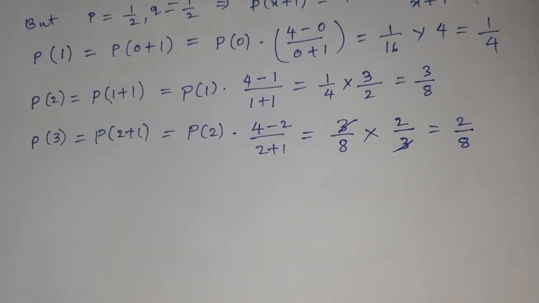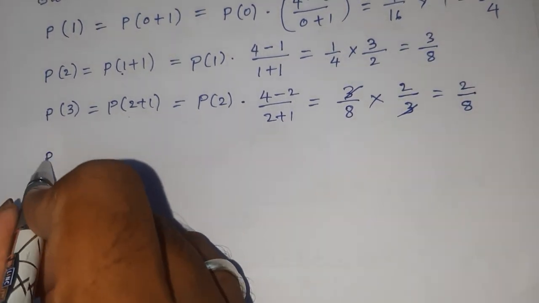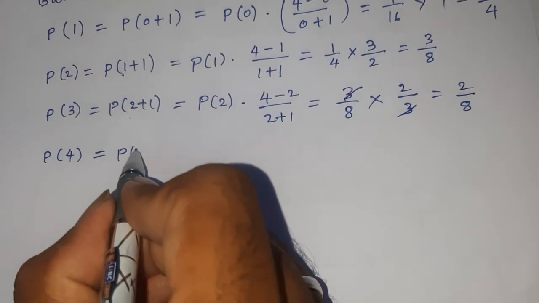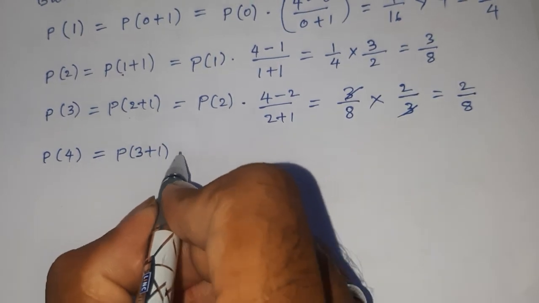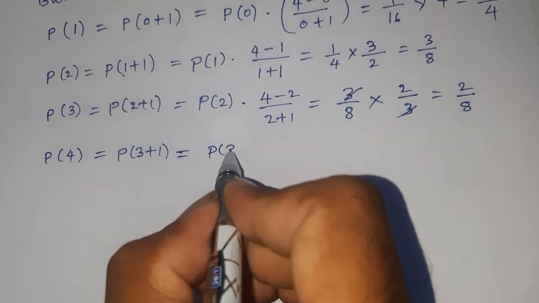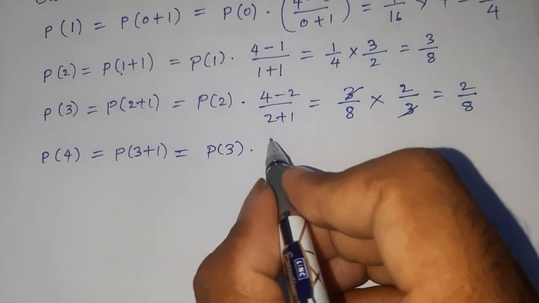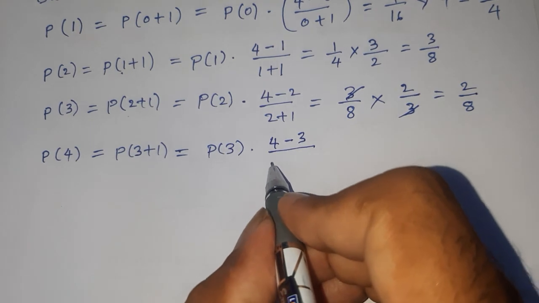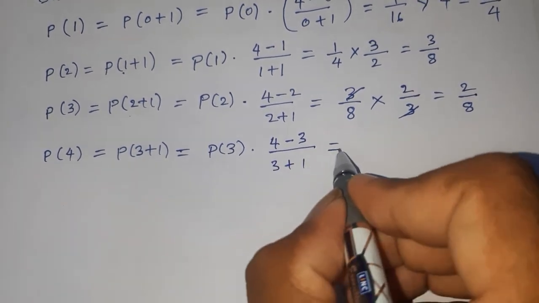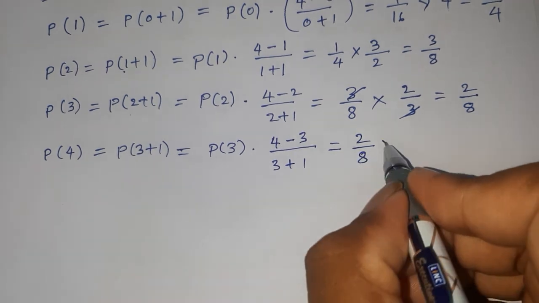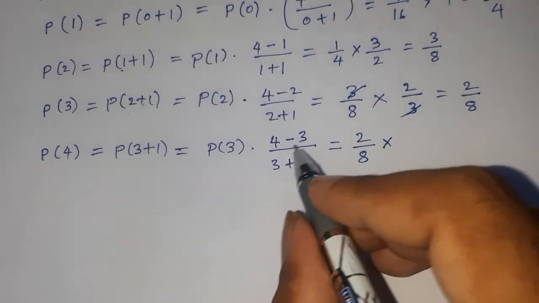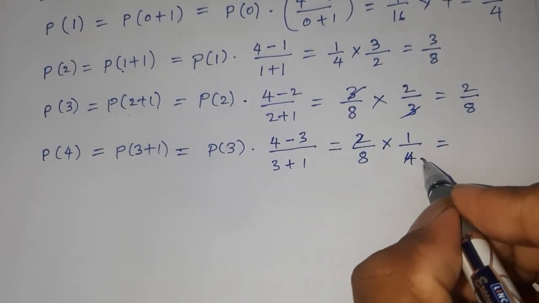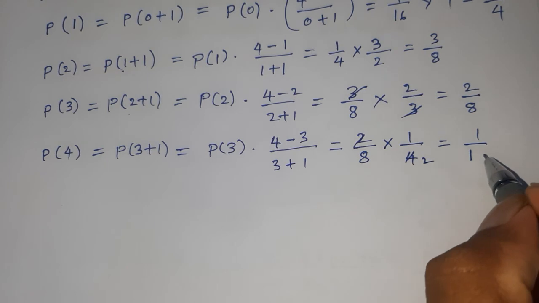Now finally we have to find out the probability for getting 4 successes, that is p of 3 plus 1, that is p of 3 into 4 minus 3 by 3 plus 1. p of 3 is 2 by 8 into 4 minus 3, 1 by 4. The 2 cancels, giving 1 by 16.